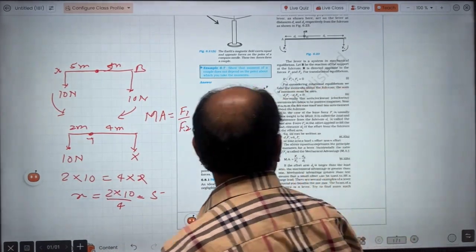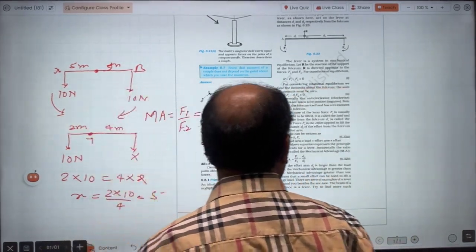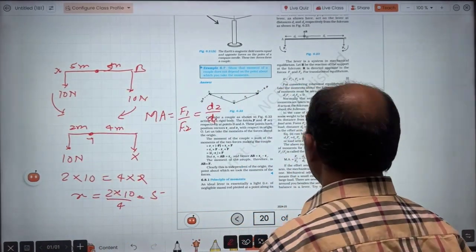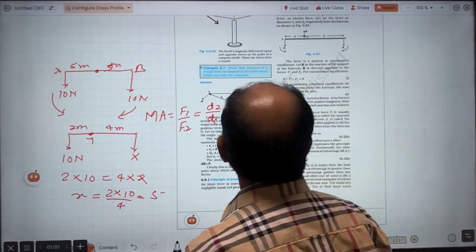Now, this is also the principle of lever. We will study it later on, while doing some numericals, we will make use of it.